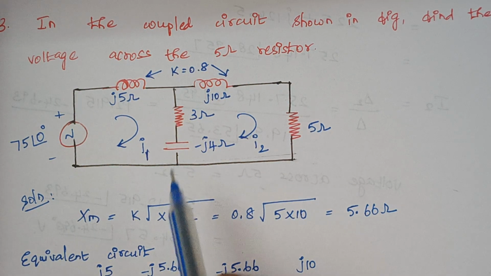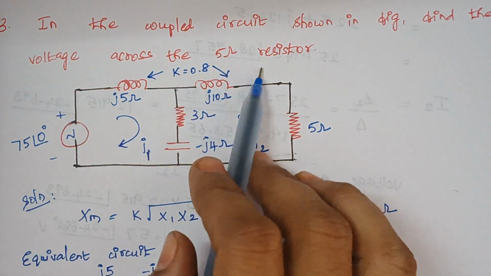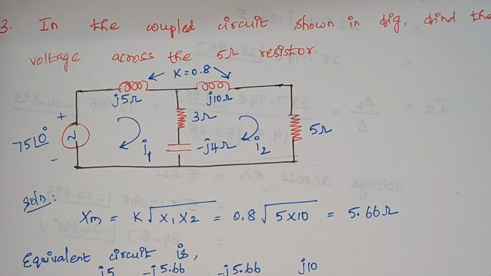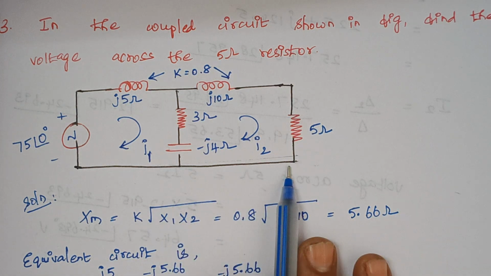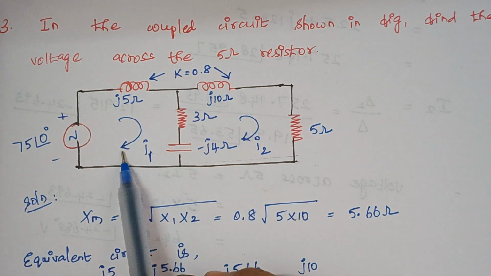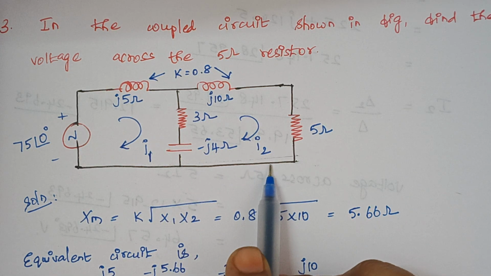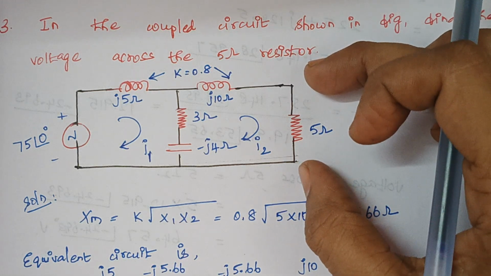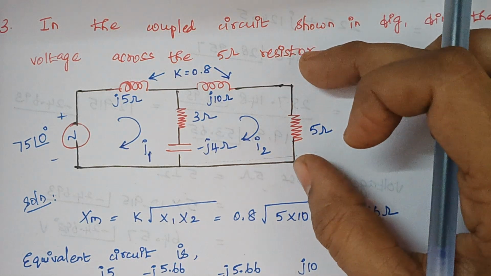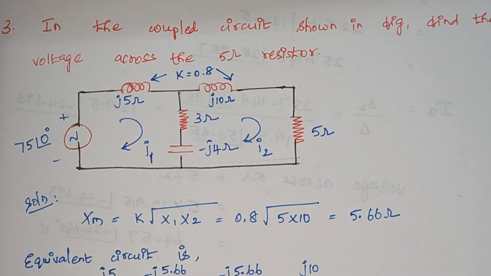The problem is, in the coupled circuit shown in figure, find the voltage across the 5 ohm resistor. So the same way that we have seen like a derivation, here we are going to solve the problem. So as usual, I1 is the current that flows in the first loop and I2 is the current that flows in the second loop. We need to calculate the voltage across this 5 ohm resistor. So how to calculate the voltage across this 5 ohm resistor? We need to calculate the value of I2.